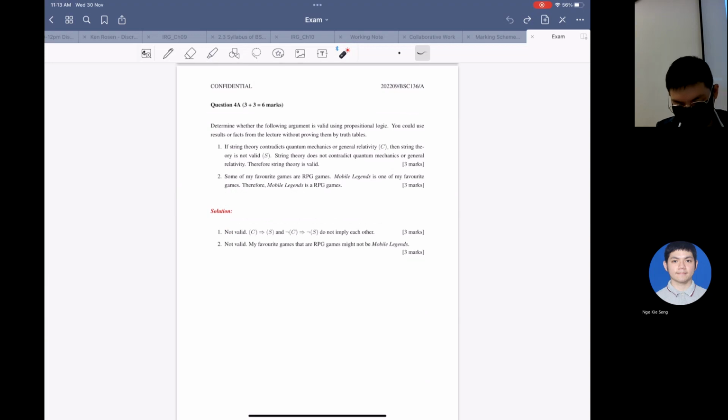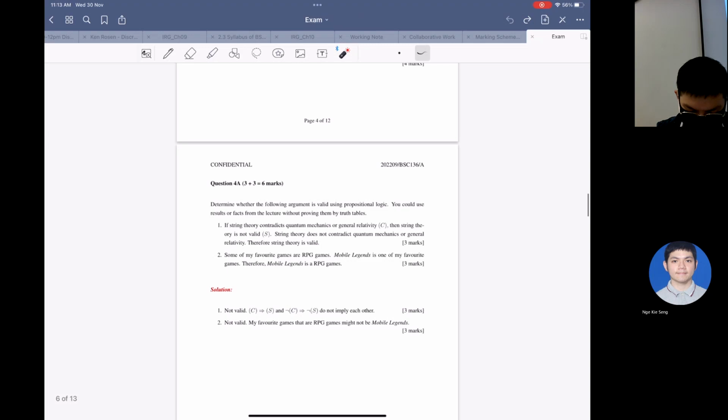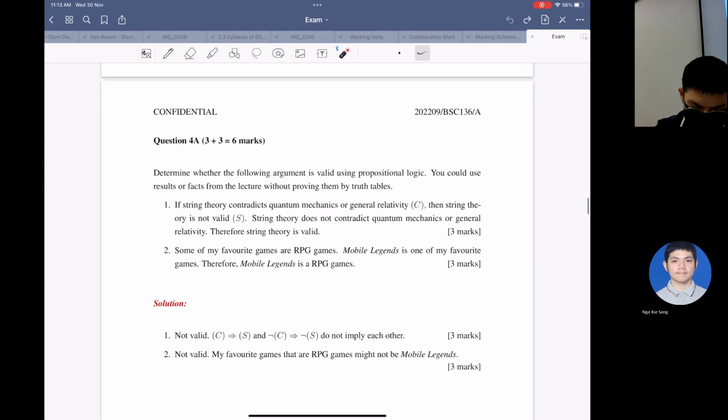Question 4. Question 4 is logic. Whether asking you what's not C implies not S? Is it the inverse? Yeah, inverse. So it's asking whether the inverse of the statement and the statement are logically equivalent or not.